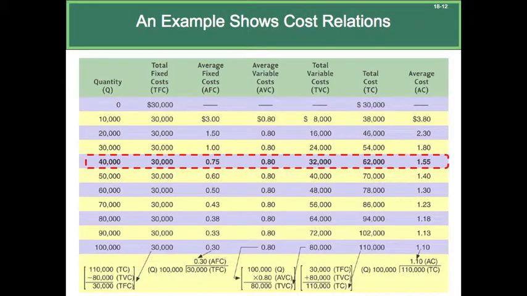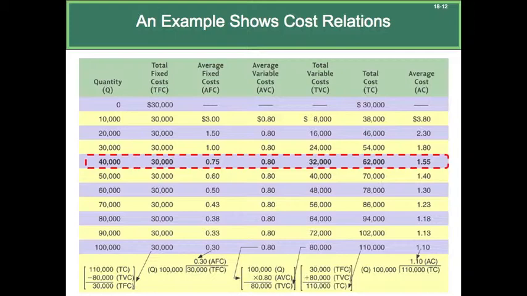Here's an example that shows cost relationships at different quantity levels. This ties in with the example that we just talked about. Again, in the second column, you'll see the total fixed cost budgeted at $30,000. The average fixed cost will obviously change based upon different assumptions regarding quantity. And if you go to the rightmost column and look at how the average cost changes based on different assumptions on quantity, there's a wide range of prices.